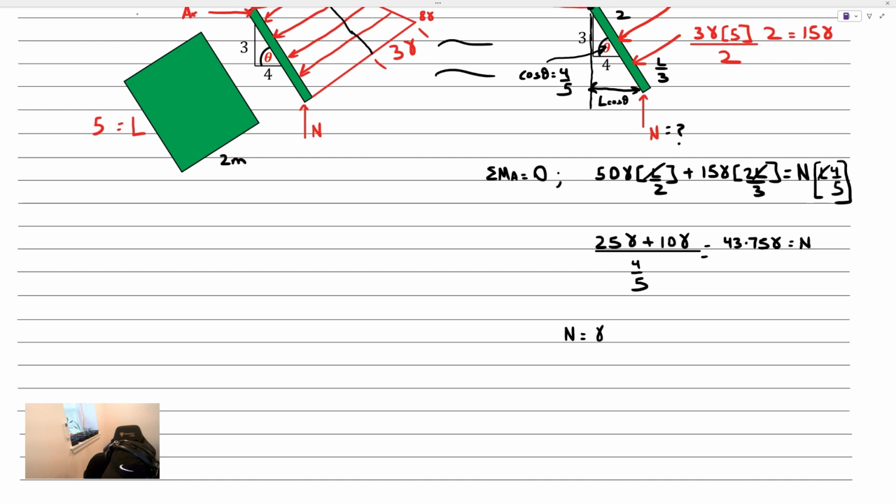Gamma is just equal to density times gravity. The density of water was 1,000 kilograms per cubic meter times 9.81 meters per second squared. That's just 9810 newtons per cubic meter. We take that and multiply by 43.75 to get a value of 429,187 newtons. Or what we can say is that's 429 kilonewtons.